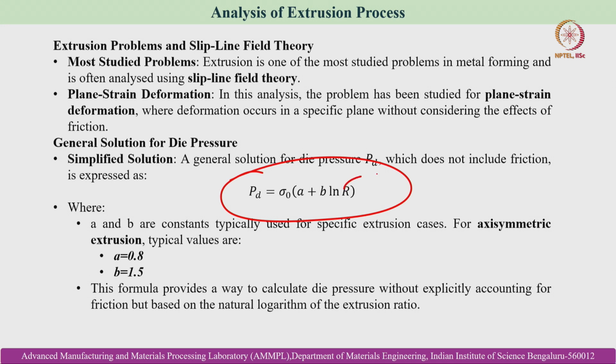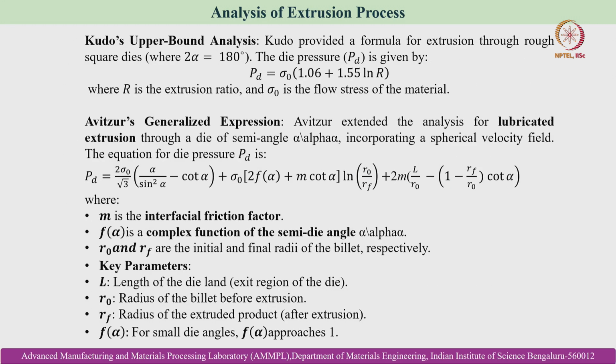So, here extrusion ratio capital R, as we have already defined, is equal to initial area by final area. So, this is the extrusion ratio R. Okay. So then moving ahead. As per Kudo's upper bound analysis, Kudo provided a formula for extrusion through rough square dies, where 2 alpha is equal to 180 degree. So, the die pressure PD can be expressed in that case as sigma 0 into 1.06 plus 1.55 ln R.